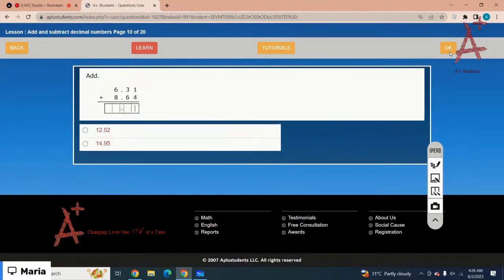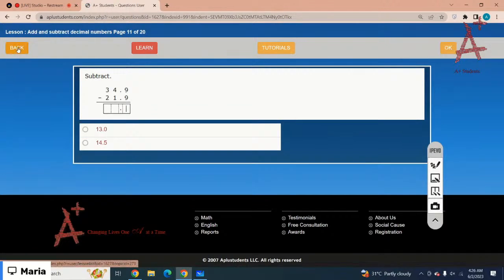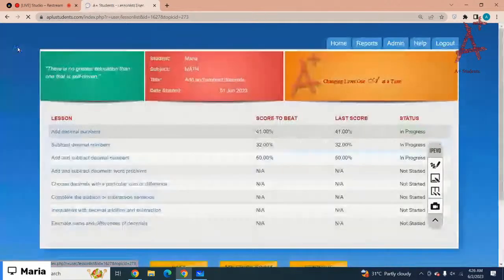Okay, the next one is you have to add. So which is the correct option? It would be 14.95. Got it? Option number 2 is the correct option. Okay, you can complete the test by yourself later today. Let me just move on to the next lesson, and the next lesson is add and subtract decimals word problems. So let's just start with the next lesson.